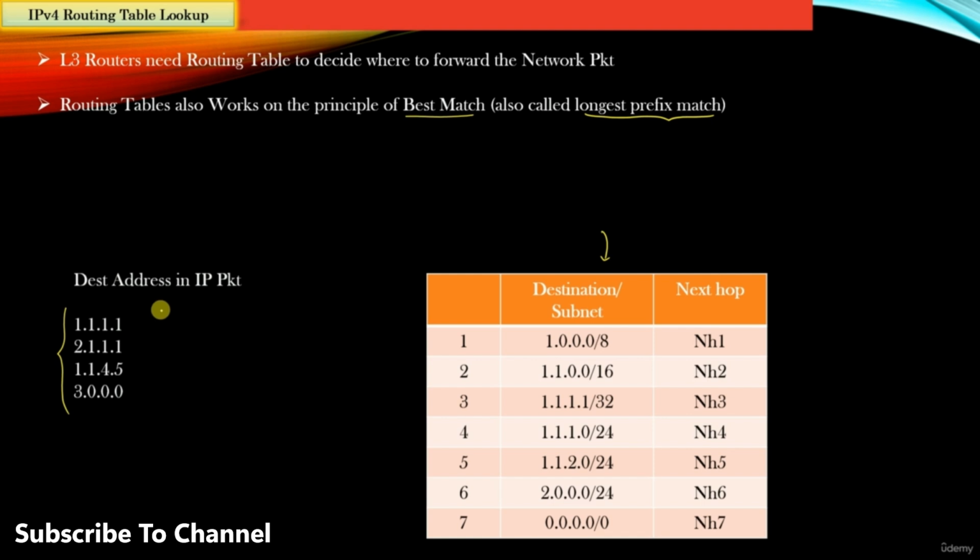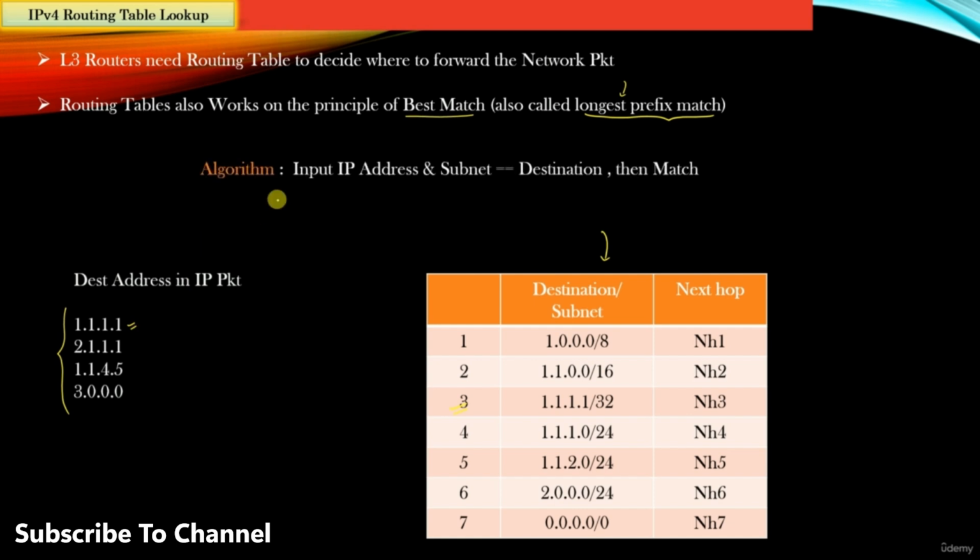Alright. So if the destination IP address is 1.1.1.1, which of the following routes in the routing table will be used to forward this IP packet? The answer is, based on the longest prefix match, route number 3 will be used because it is the route which matches best as per the longest prefix match principle with the destination IP address 1.1.1.1.